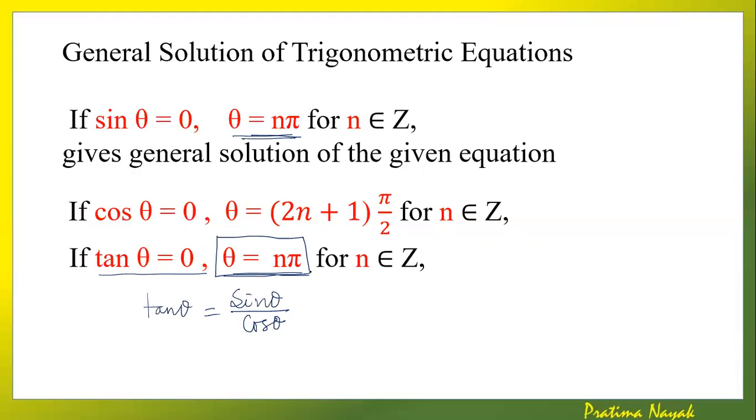And other trigonometric functions you can convert into these. Cot theta will be 0 at (2n plus 1) pi by 2. But you have to keep remembering that cosec theta is never 0, and sec theta is also never 0. Cot theta is the same as your cos theta: cot theta is also 0 when theta is equal to how much? (2n plus 1) pi by 2.